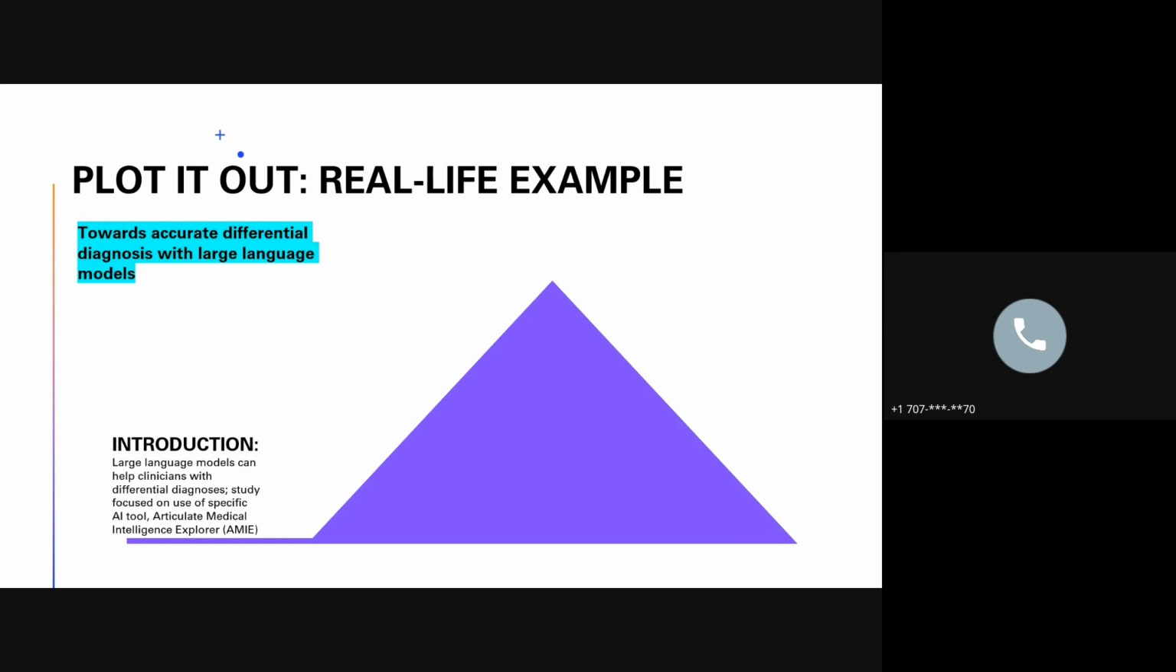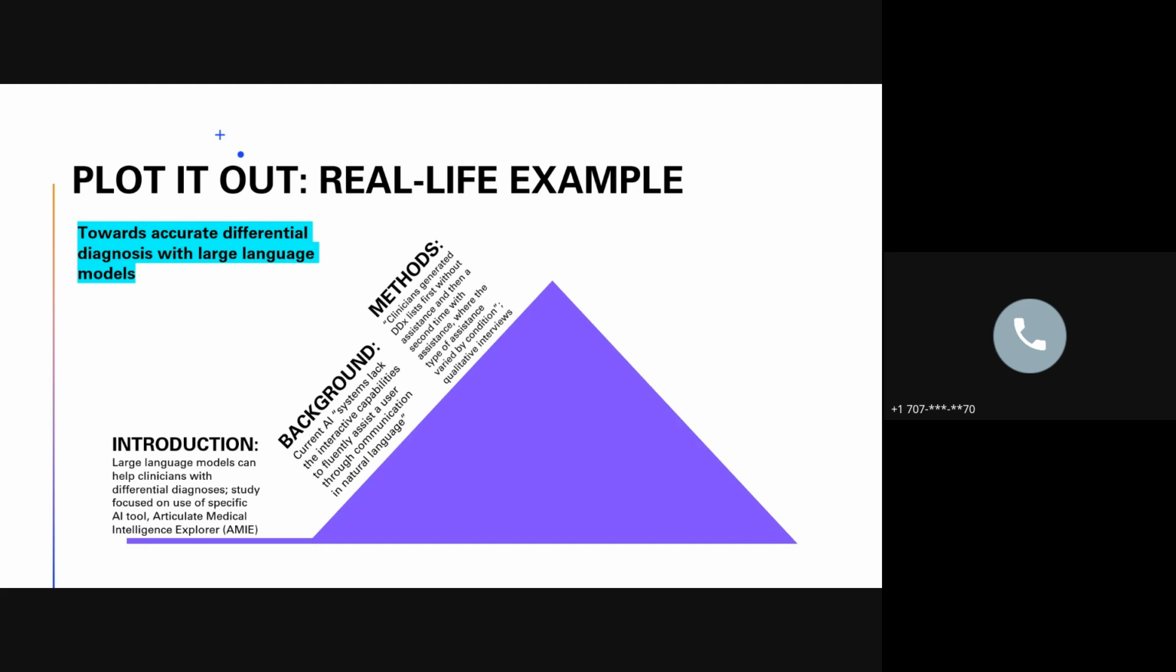In the introduction, we learned that large language models can help clinicians with differential diagnoses. This study focused specifically on the use of this tool, Amy. In the background, we learned that some current AI systems lack interactive capabilities that can improve a clinician's use of them for differential diagnoses. We learned about the methods. The clinicians generated differential diagnoses lists first without assistance, and then a second time with assistance. They compared them. They did some qualitative interviews.